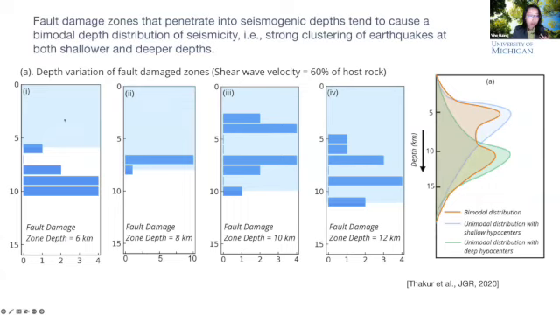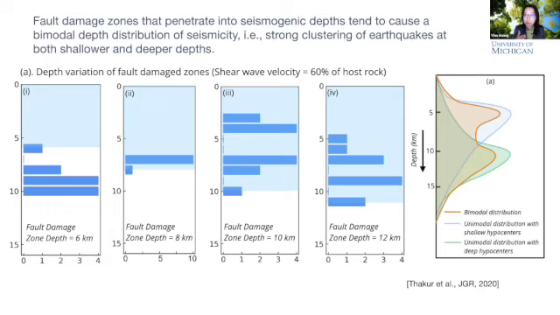When the fault damage zone is 6 kilometers deep, we see that most of these hypocenters are still below the damage zone. This is because the fault is loaded from below, and the hypocenters are still close to the boundary where we have the transition from velocity weakening to velocity strengthening friction.